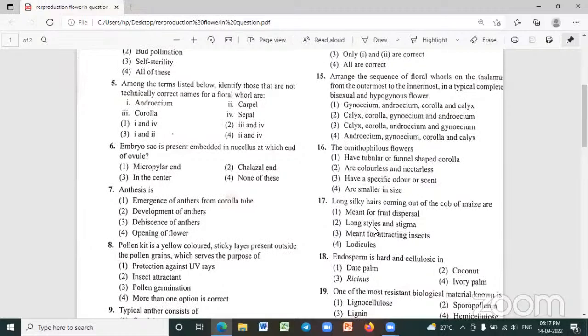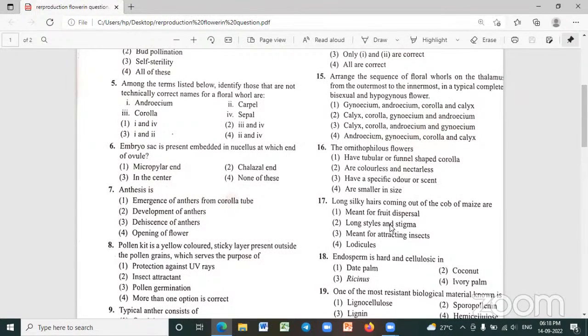Long style and stigma. And second, you studied those things already. You know about Hibiscus rosa-sinensis, there is a stigma; that stigma is divided into five divisions, pentamerous in nature. So this is the correct one. The silky hairs are nothing but the long style and stigma. Meant for attracting insects, no need for this one. Lodicules, no, this one is not the answer.